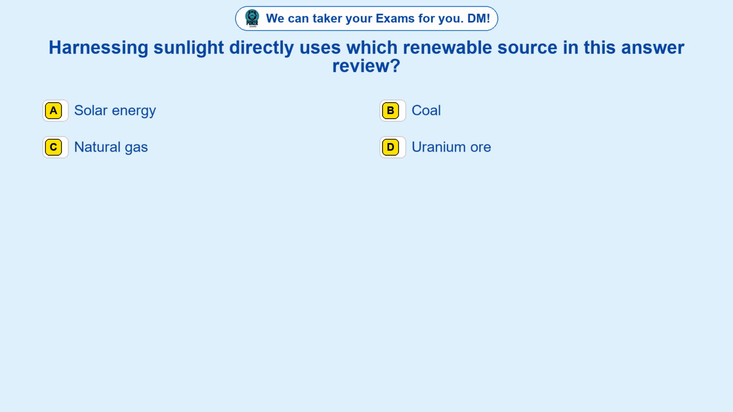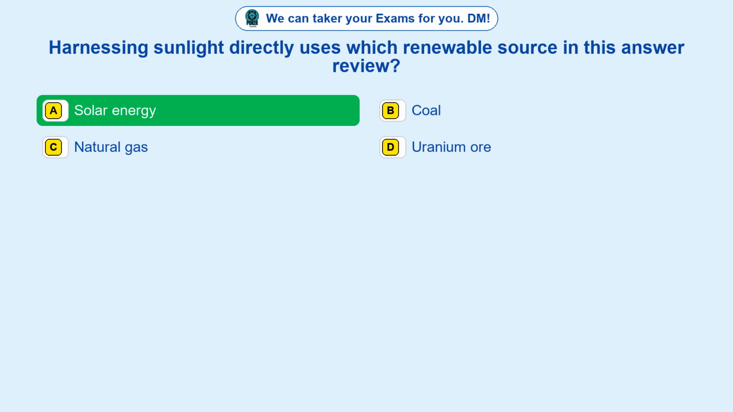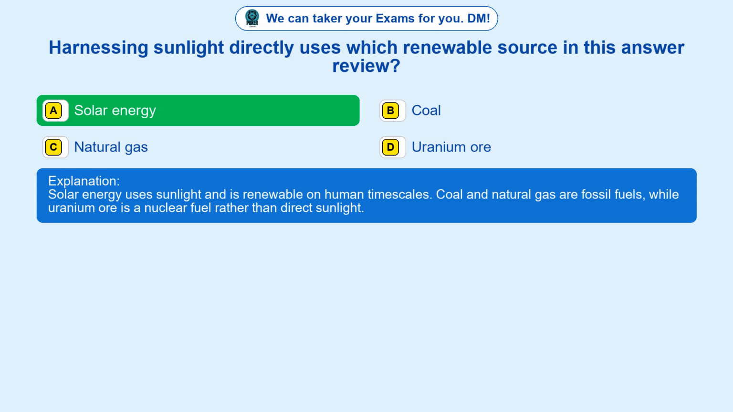Question 98. Harnessing sunlight directly uses which renewable source in this answer review? Option A, solar energy. Option B, coal. Option C, natural gas. Option D, uranium ore. The correct answer is option A, solar energy. Solar energy uses sunlight and is renewable on human time scales. Coal and natural gas are fossil fuels, while uranium ore is a nuclear fuel rather than direct sunlight.